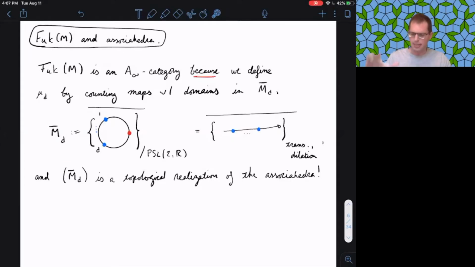And we don't constrain the configuration of these boundary mark points. And what I want to focus on is why the Fukaya category defined in this way I've described turns out to be an A-infinity category.